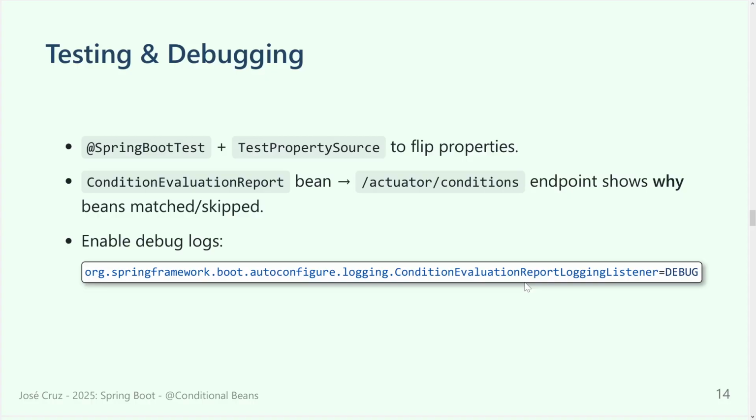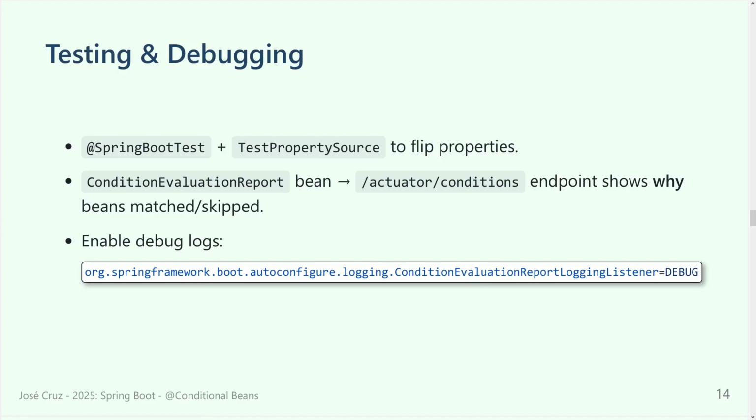Okay, testing and debugging. Spring Boot testing with test property source exists. I haven't talked about testing yet, and these kinds of conditions are really great for testing, for feature toggling, for knowing what environment you are in and things like that. I think you can really understand how useful it is. So, condition evaluation report. I will talk more about this in other videos when we talk about testing, but you have an actuator that's quite interesting, called conditions, where you can see which beans were matched or not.